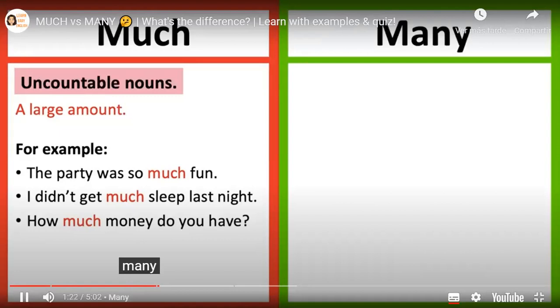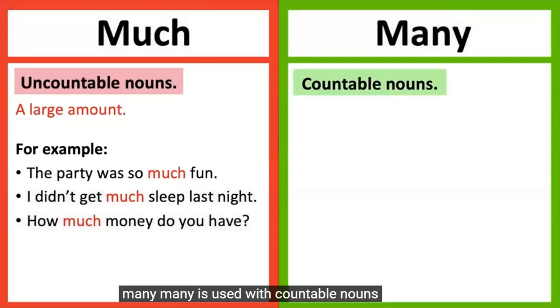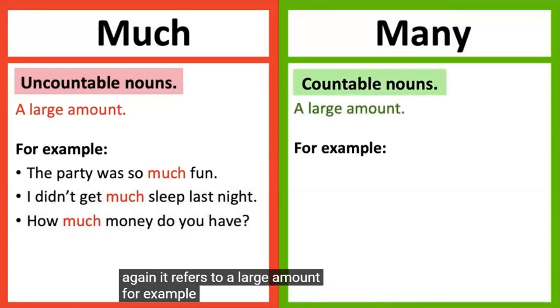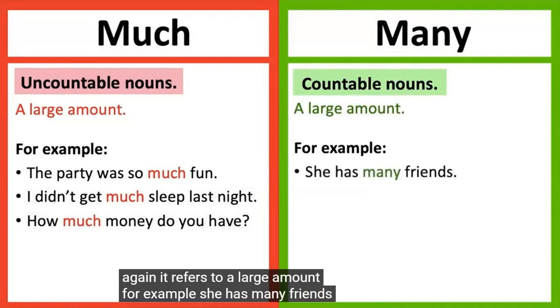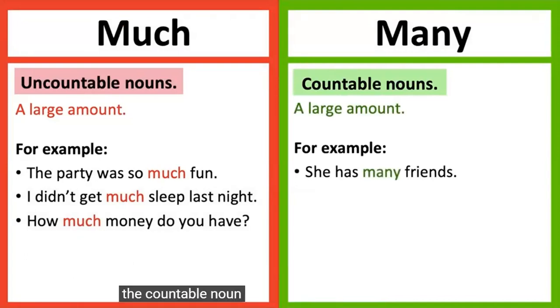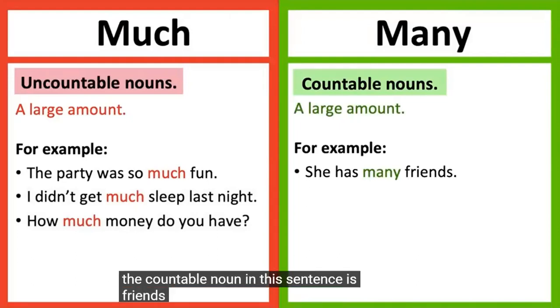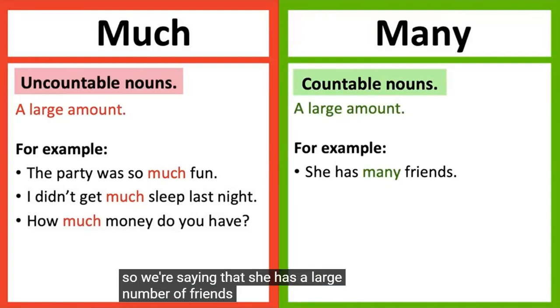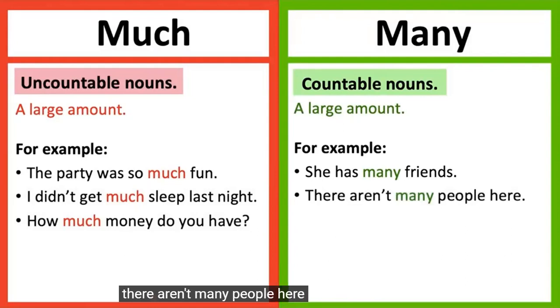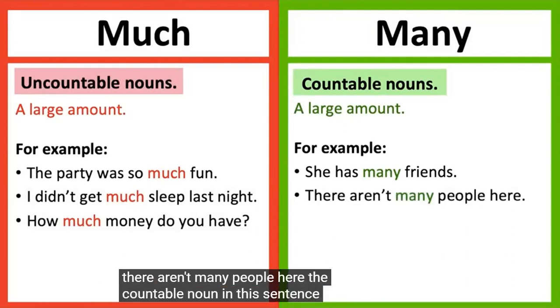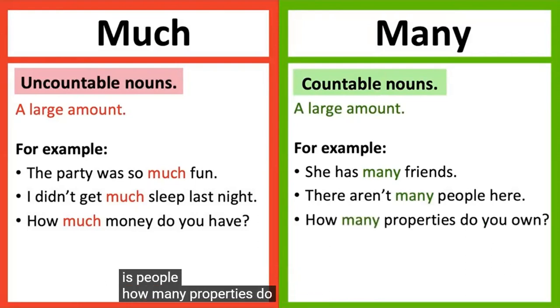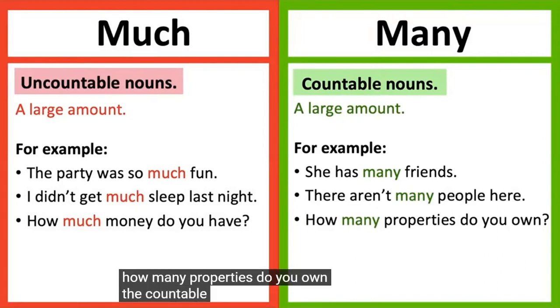Many is used with countable nouns. Again, it refers to a large amount. For example, she has many friends. The countable noun in this sentence is friends. So we're saying that she has a large number of friends. There aren't many people here. The countable noun in this sentence is people. How many properties do you own? The countable noun in this sentence is properties.